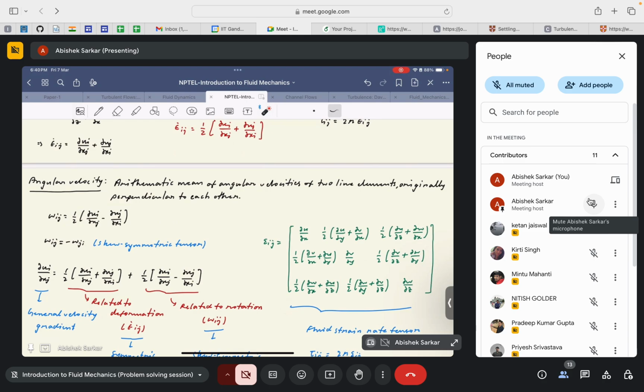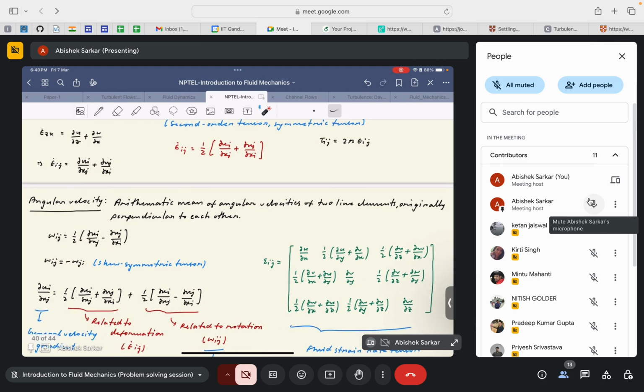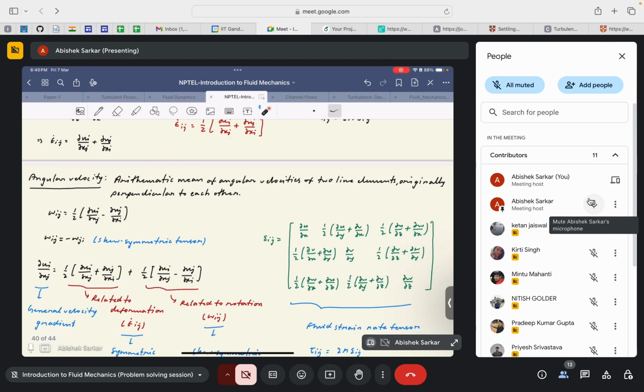Okay, I hope the notation that I prefer is clear. So in order to be in line with the later part of the course, I would like to reiterate that epsilon dot ij, which is basically the strain rate tensor, is half of dou ui by dou xj plus dou uj by dou xi. Okay, I hope it is clear. Then comes the concept of angular velocities. Again, basically the arithmetic mean of the angular velocities of two line elements that were originally perpendicular to each other.